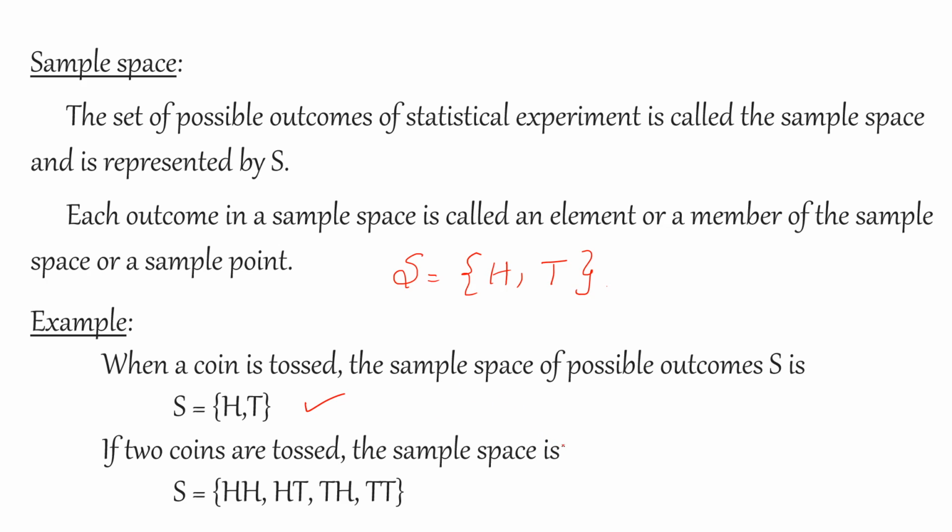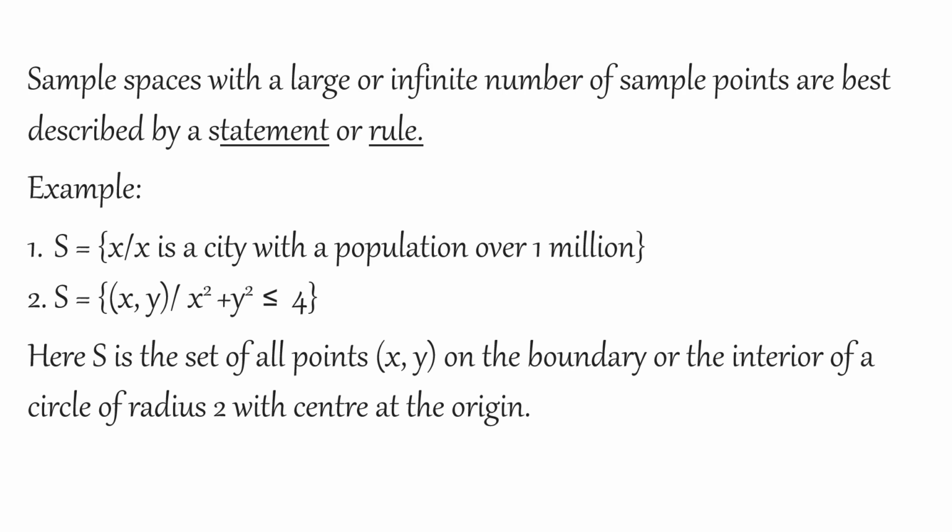Similarly, if you toss two coins, then what are all the possibilities? In the first coin you may get a head, in the second coin also you may get a head. In the first you can get a head and second tail, or tail and head, and both can be tails. So these are all the possible outcomes. They will constitute the sample space. You put everything in the set, that is the sample space.